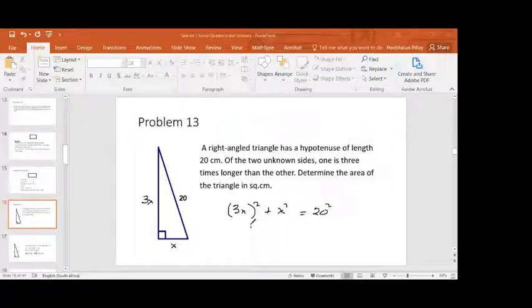This is 9x squared plus x squared is 400. 9x squared plus x squared is 10x squared. So 10x squared is 400, so x squared is 40. So we've got an equation involving x and we solve for x. I'm not going to simplify this because the problem is to determine the area of the triangle. So what is the area?